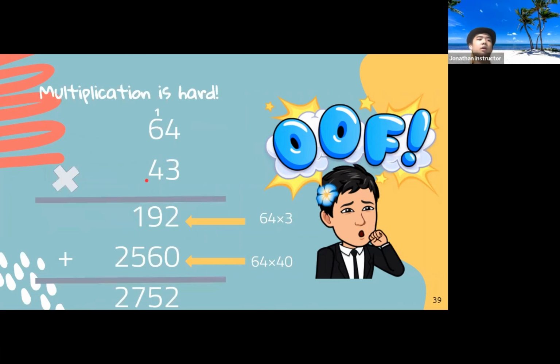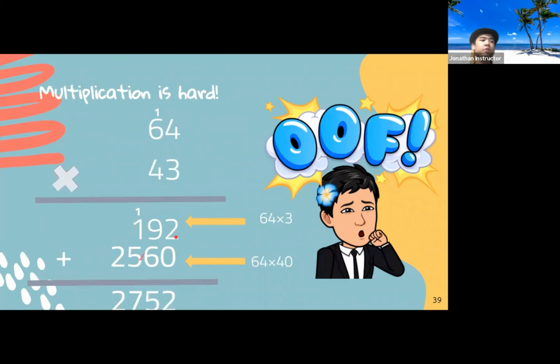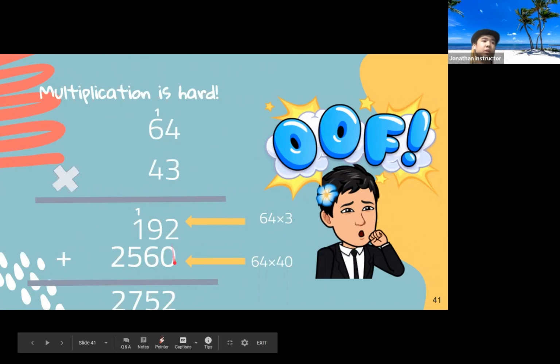Okay, so first we've got to multiply 64 times 3, which is equal to 192. We just learned multiplication. And then 64 times 40, which is equal to 2,560. And then we just do the basic math. And then we will get to 2,752. 2 plus 0 is 2. 9 plus 6 is 15. Put down a 5 and put a 1 over. 1 plus 1 plus 5 is equal to 7.